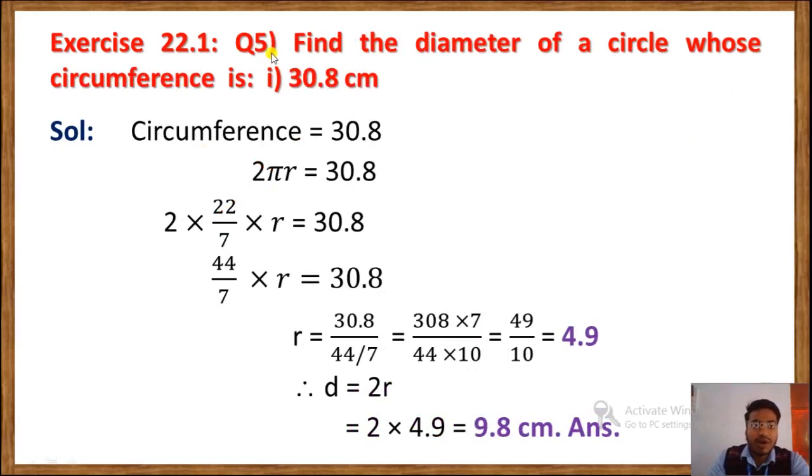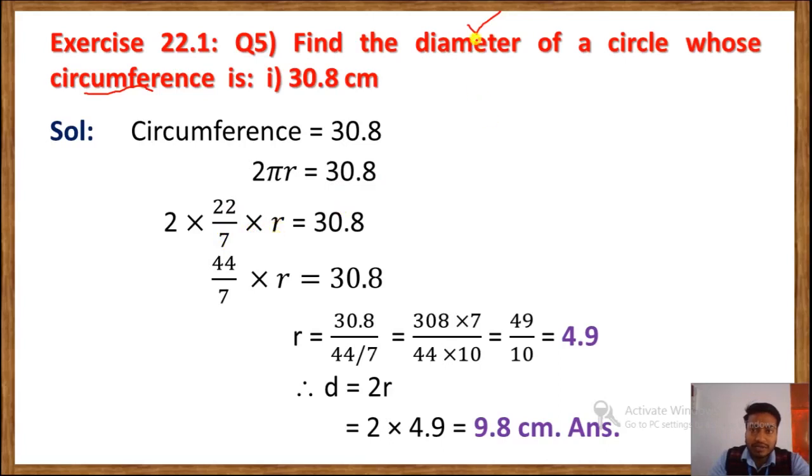Then this is question number 5. Find the diameter of a circle whose circumference is 30.8 centimeter. Now here we have the circumference, and from this we have to find the diameter. So we can write circumference equals 30.8, and we know the formula 2 pi r. Just below this we write the formula 2 pi r equals 30.8. Now use the values: 2 into the value of pi, 22 by 7, into r.